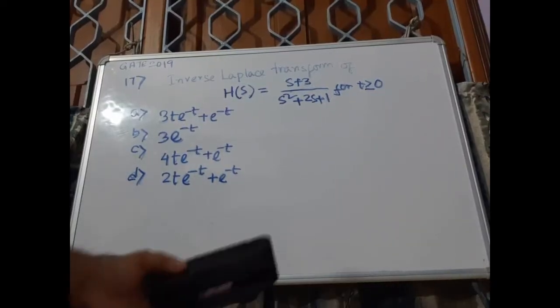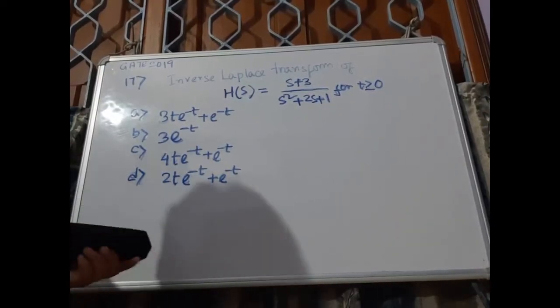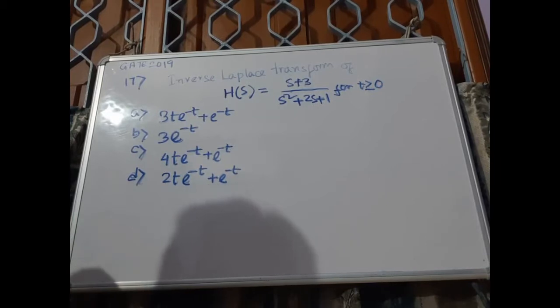This is problem number 17 for GATE 2019. Inverse Laplace transform of H(s) equals (s + 3) divided by (s squared + 2s + 1), for t greater than or equal to 0.